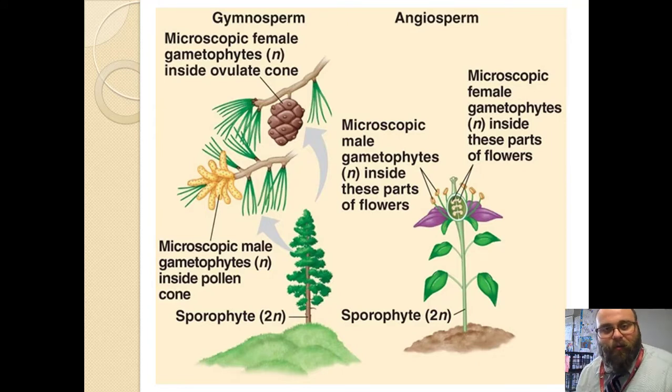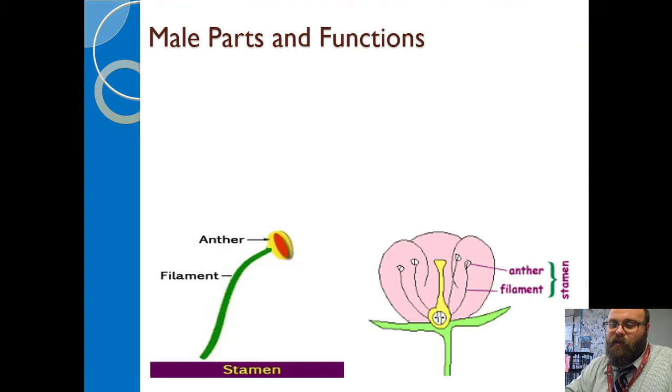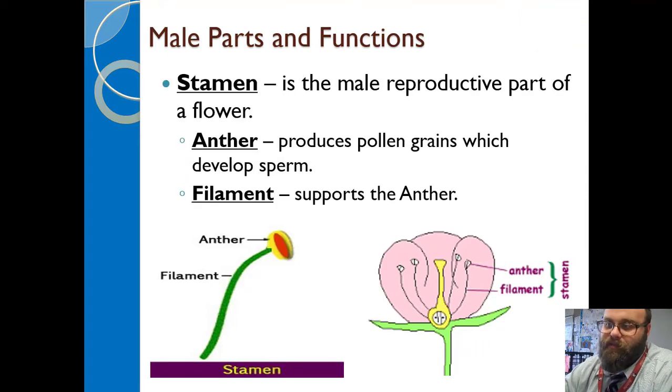None of these things require moving parts. That's the brilliant part of all of this. Plants have no moving parts, but they rely on other organisms that have them to do that same job. So, angiosperms are flowering plants. Let's look at the male parts of a flower. We're focusing on angiosperms for this lesson.